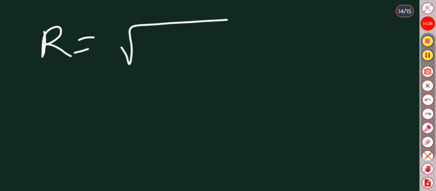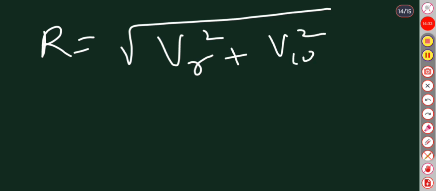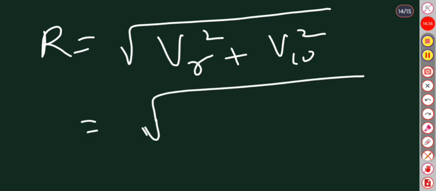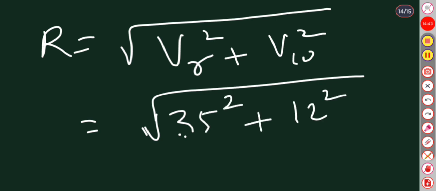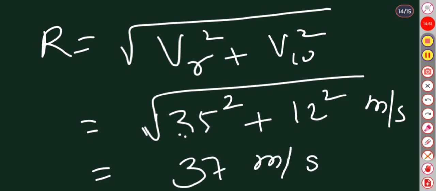How will this resultant be calculated? R is equal to the square root of VR squared plus VW squared, where the value of VR is 35, so 35 squared plus 12 squared. We calculate this as 37 meter per second. The resultant vector has the magnitude 37 meter per second.